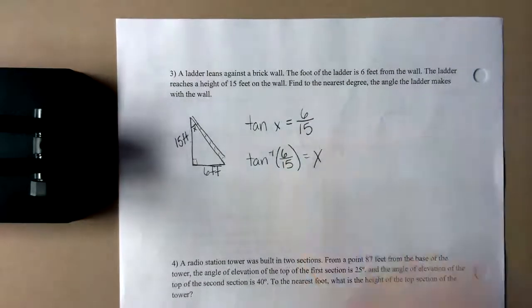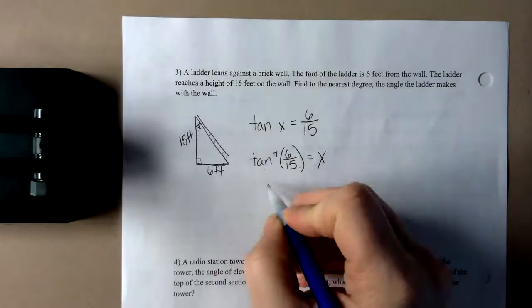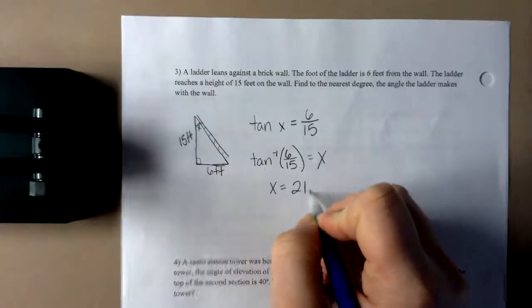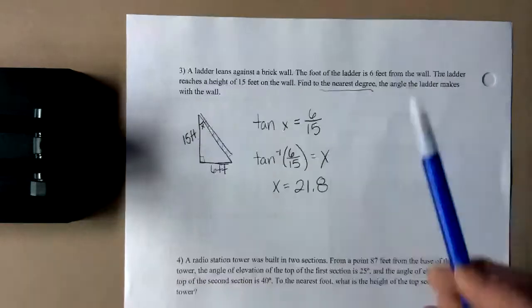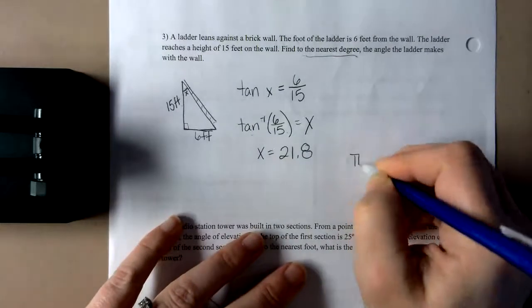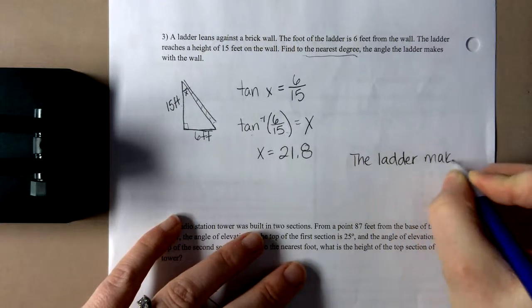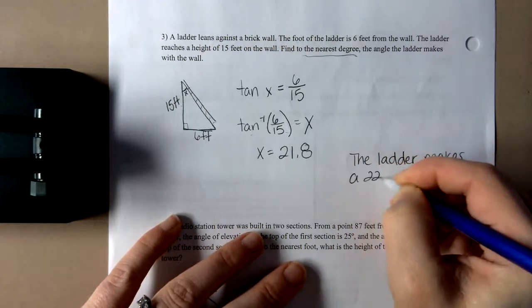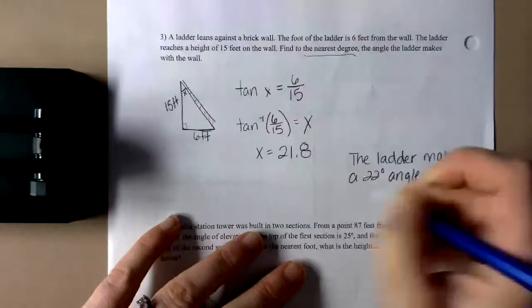So when you do that on the calculator, remember, make sure your calculator's in degrees or you're not going to get the right answer. So when you type this into the calculator, you should get that x equals 21.8. Now it says to the nearest degree, so we'll round that to 22. So when you write the sentence, it's going to be the ladder makes a 22-degree angle with the wall.